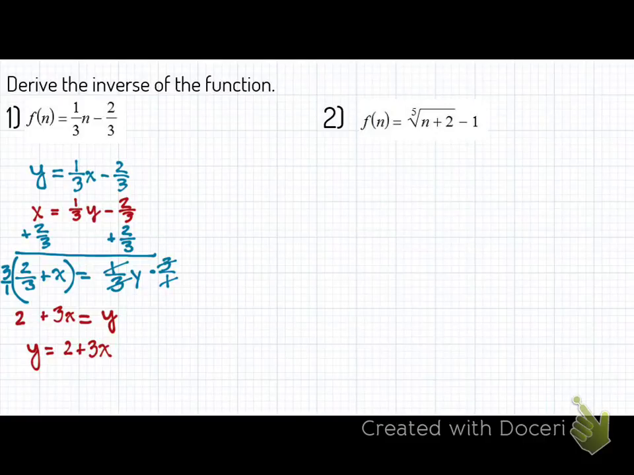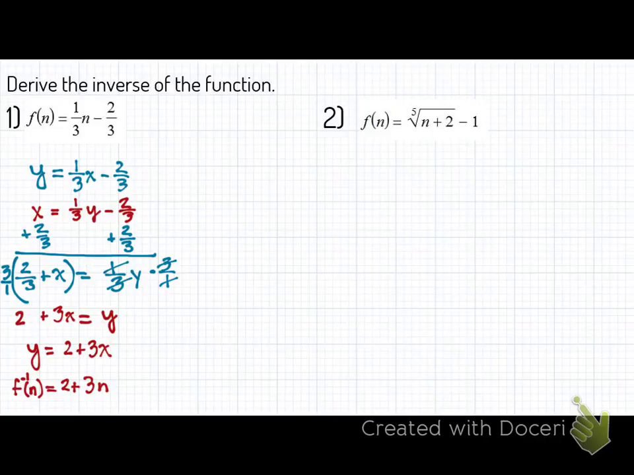So watch this. When I want to write an inverse in math, I identify it by f to the negative 1 of n. Okay? F to the negative 1 of n is equal to 2 plus 3n. Okay? What this is saying in math is that this function is the inverse of the original function. Does that make sense? Okay, that's all we're doing. This is the goal for today, or one goal.